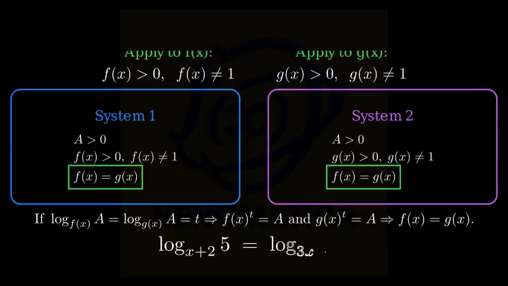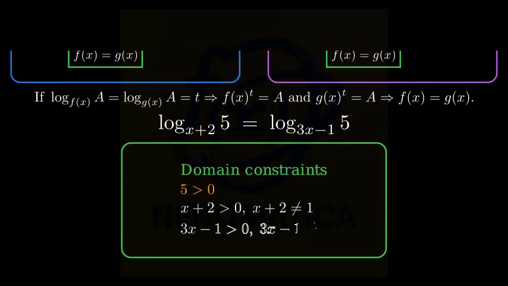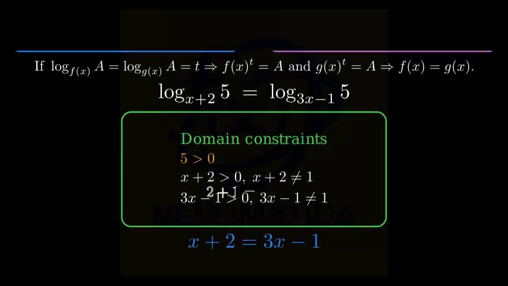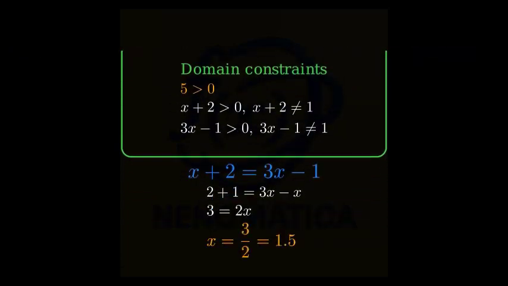Solve for x. Log base x plus 2 of 5 equals log base 3x minus 1 of 5. First, write the domain constraints. 5 is positive. The base x plus 2 must be positive and not equal to 1. The base 3x minus 1 must be positive and not equal to 1. Next, set the bases equal: x plus 2 equals 3x minus 1. Solve for x, and then check the constraints.